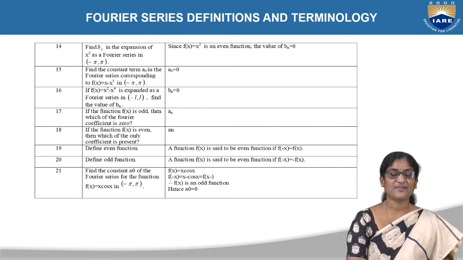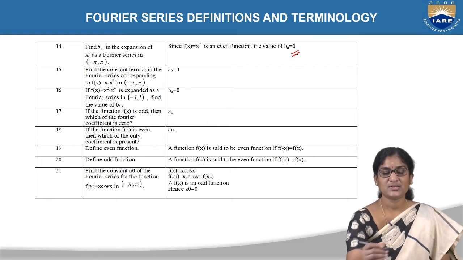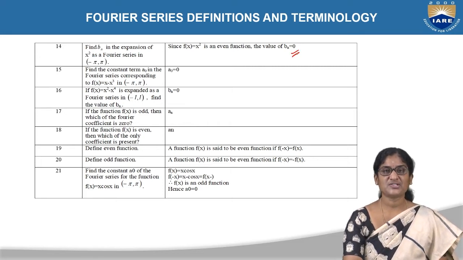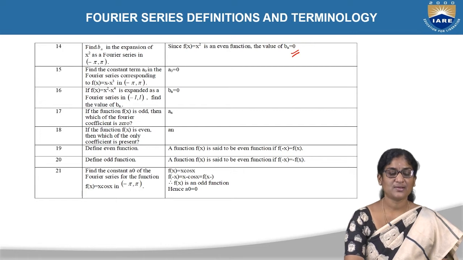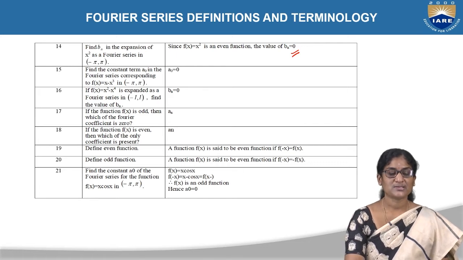Now, next one. Find b n in the expansion of x square as a Fourier series in minus pi to pi. Since f of x is equal to x square, an even function, the value of b n will be equal to 0, because for an even function the Fourier coefficient b n reduces to 0. So, without finding b n, I can say that the value will be equal to 0.